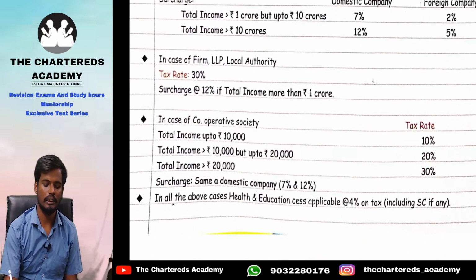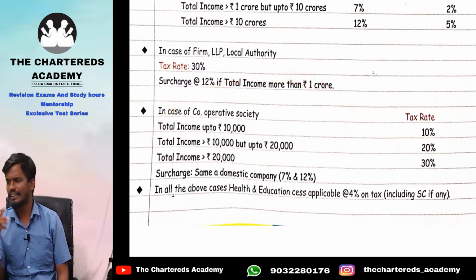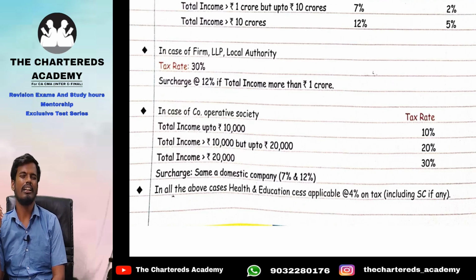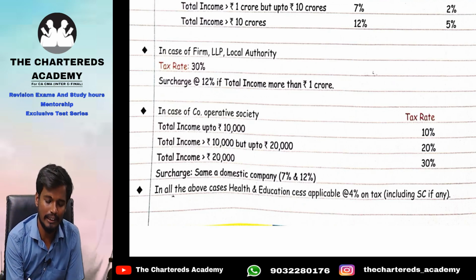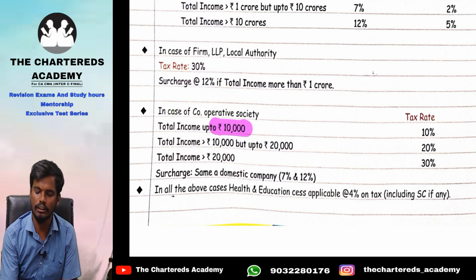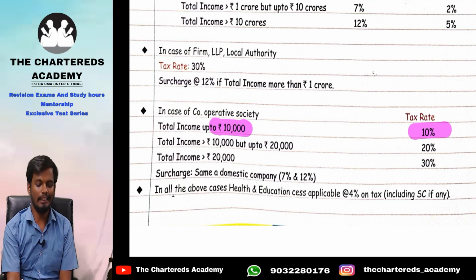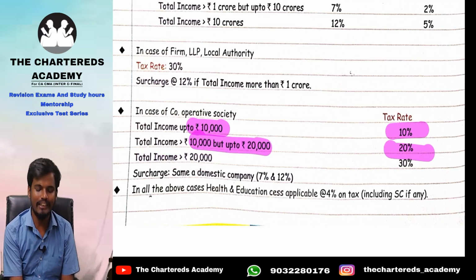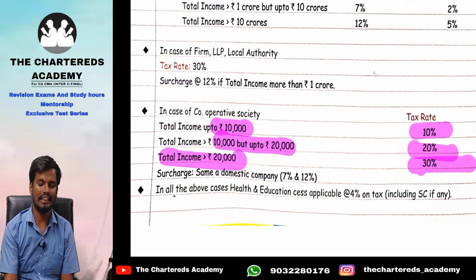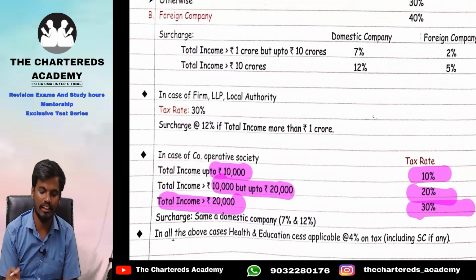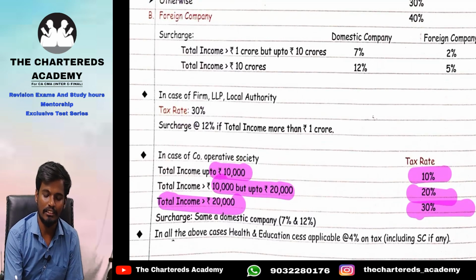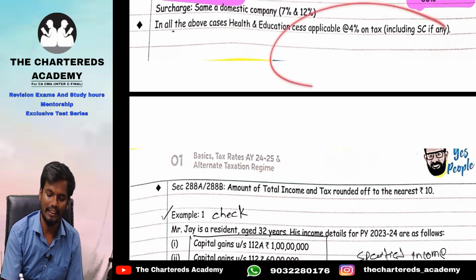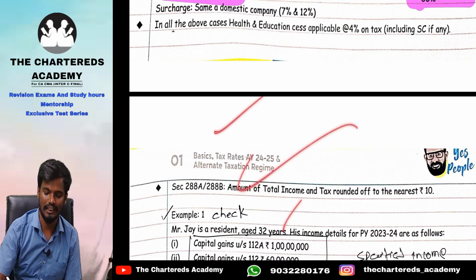Now, sir, in case of a cooperative society, what is the tax rate? Up to 10,000, 10%, sir. 10,000 to 20,000, 20%, sir. More than 20,000, 30%, sir. Surcharge is the same as for a domestic company, and whatever the 7% and 12% criteria are, the same is applicable to the cooperative society also. The health and education cess is very common, sir. That is all about the basic tax rate.